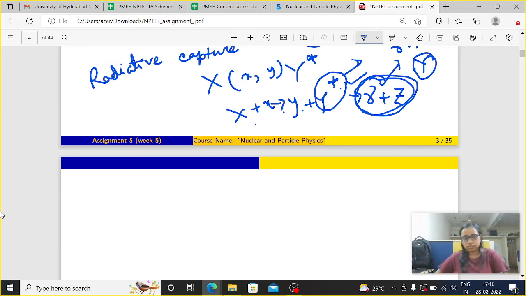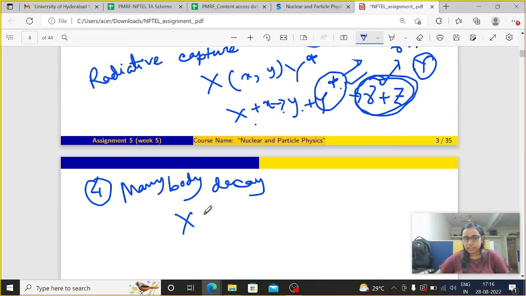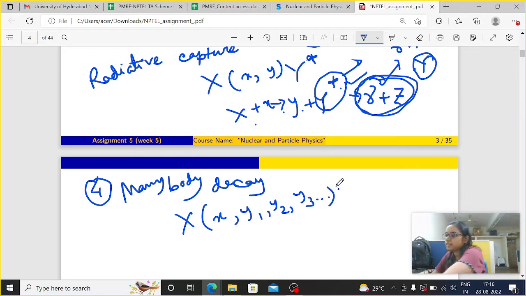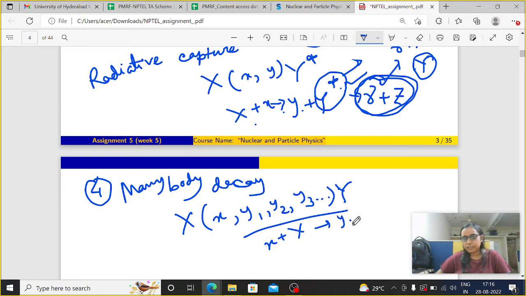And then I am talking about the fourth one. The fourth one is nothing but many body decay. So in many body decay, what is there? Many body decay means, I am just writing the expression here: x, y1 y2 y3 dot dot dot, and then y. So you can just compare with this nuclear expression, what does it mean. It means that x plus x will give us y1 y2 y3 y plus dot dot dot, maybe some more particles will be there.